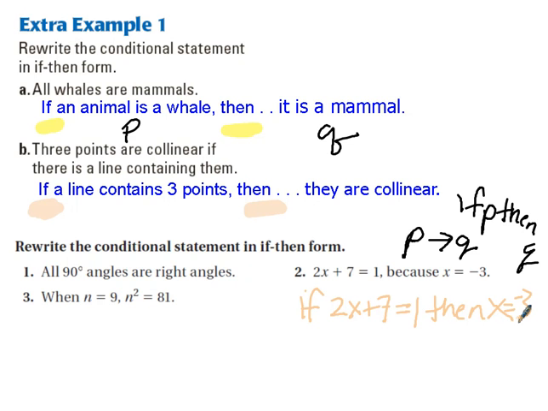Okay? So let's look at number 3. If n squared equals 81, then n equals 9. Please put your answer to question number 1 in box number 1 on the form when you finish.